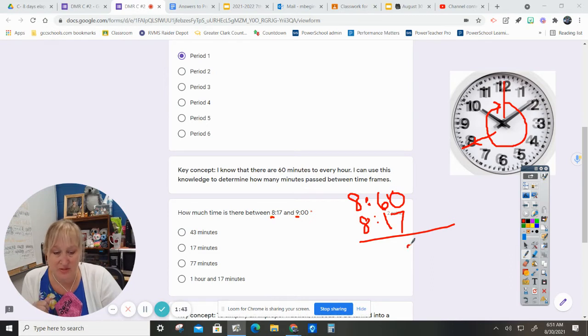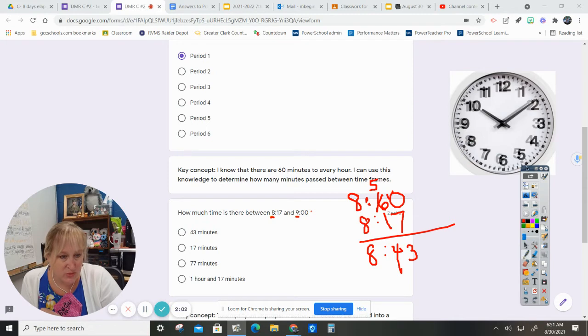So 10 minus 7 is 3. Now I borrowed from this to make this 10. So that makes this 43. So it should be 43 minutes, but I'm going to check that with this clock, hopefully.